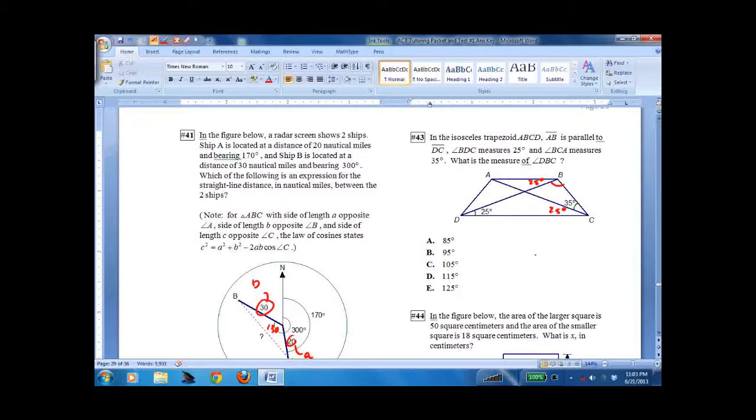Well, I happen to know that in a trapezoid, anything with parallel lines, they all add up to 180. So we'll call this X for now. 25 plus X plus 35 plus 25 equals 180. X plus 35 equals 130. I can do that in my head. X equals 95.